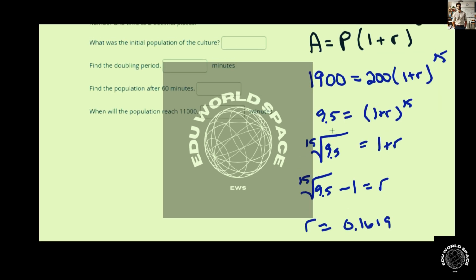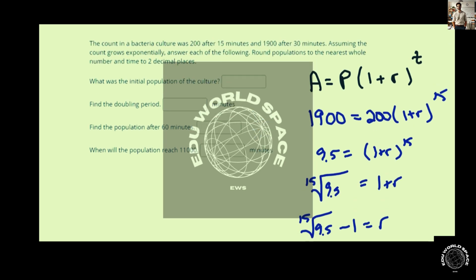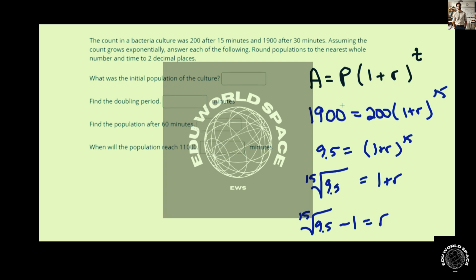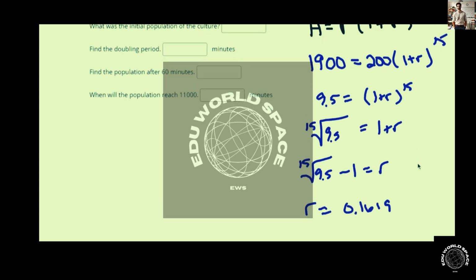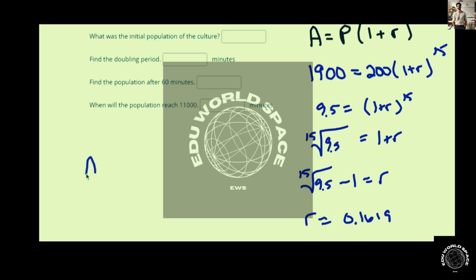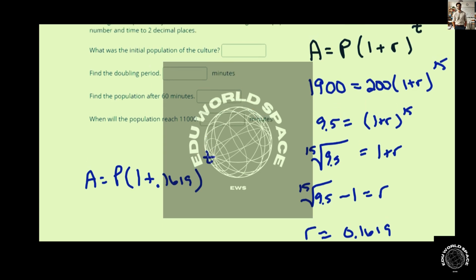So let's see, what is the initial population? Well, we don't know yet, do we? We can say what we know so far is that we've got our rate here. So the first question is, what is the initial population?